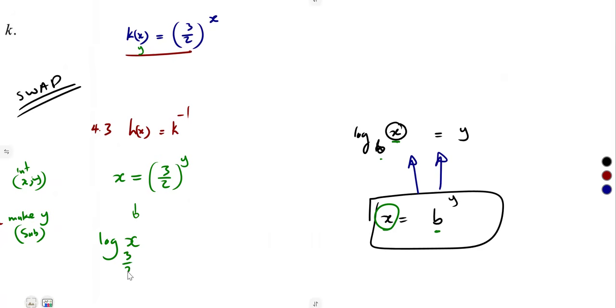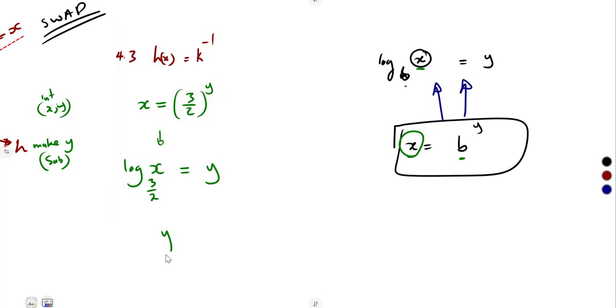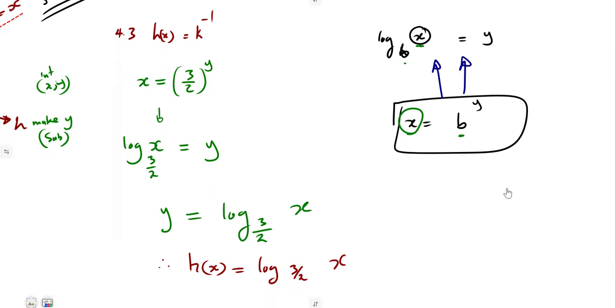So the base is 3 over 2, and that must be equal to y. What represents our y is the exponent. So y is the subject. Remember, when you talk about functions, guys, it's easier to say y is equal to. So y is equal to the logarithm of x in the base of 3 over 2. So that's our h(x). As we said, h(x) is the inverse of k. So therefore, our h(x) is equal to the logarithm of x in the base of 3 over 2, written in the form y is equal to.